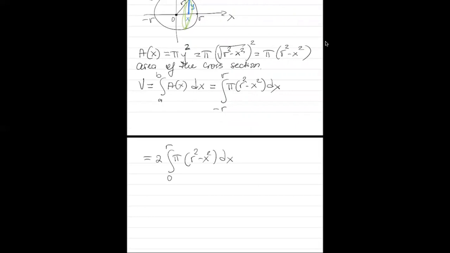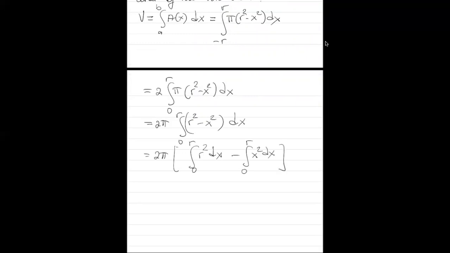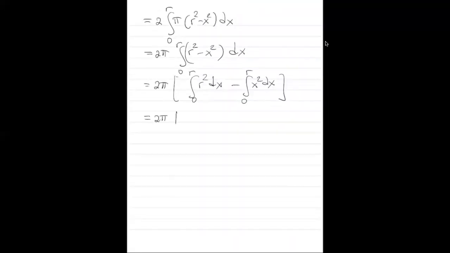All right, so 2 pi is a constant. I'll pull it out. And what we have is the integral from 0 to r of r squared minus x squared dx. I'm going to break this down into 2 integrals: the integral of r squared dx from 0 to r, minus the integral of x squared dx from 0 to r, and this is all times 2 pi. So r squared is a constant, so we're going to pull it to the front, and then we have the integral of 1, which is just x, evaluated from 0 to r, minus the integral of x squared, which is x to the third over 3, evaluated from 0 to r. You can evaluate each one separately like I do, or all together.